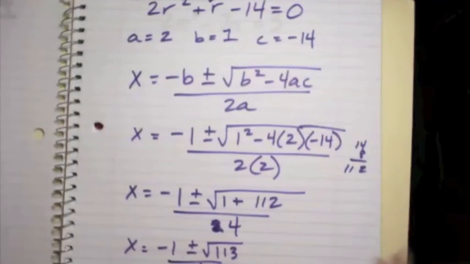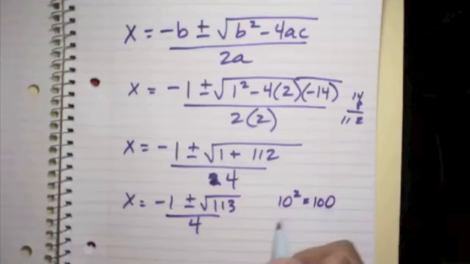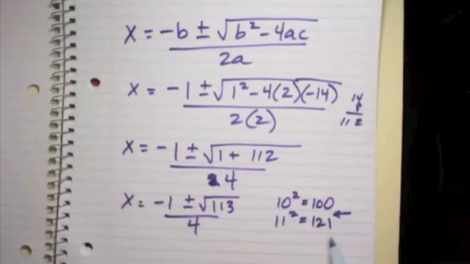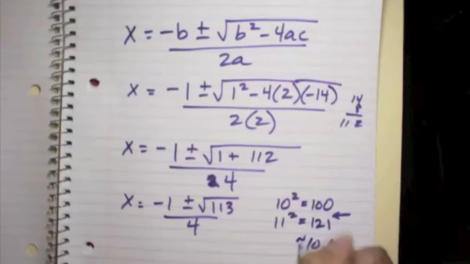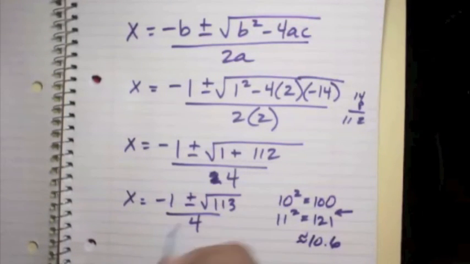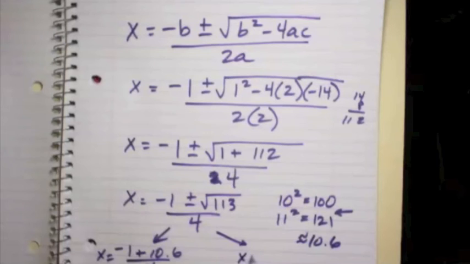Now 113 is not a perfect square, we obviously know that. It's sandwiched somewhere between 10 squared, which is 100, and 11 squared, which is 121. It looks like it falls somewhere in between, and it's a little closer to 121 actually. So my guess, and you're making an educated guess here, it's about 10.6, let's say. Because we know the value close to this square root, we're going to substitute that value in. So we're going to have two cases. The first case, x will be equal to negative 1 plus 10.6 divided by 4. And in the second case, x equals negative 1 minus 10.6, all over 4.